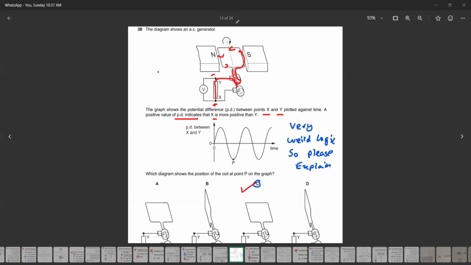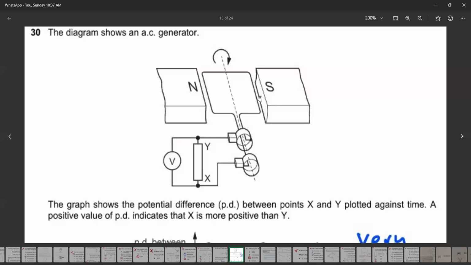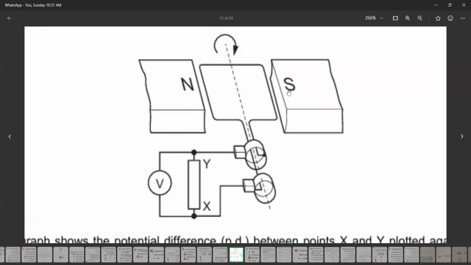That's how the current should move according to what the question specifies, that X is more positive than Y. So if X is more positive than Y, it means we should move the conventional current from positive to negative, the movement of the current.